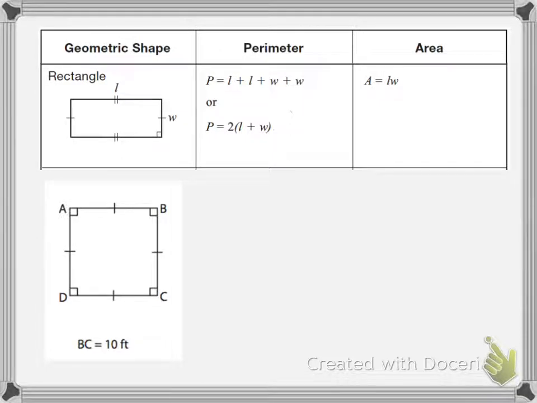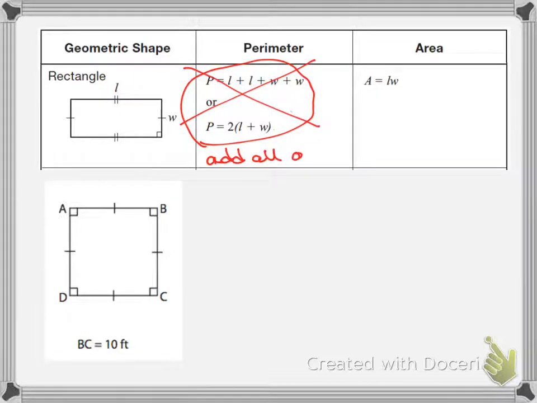So first shape that could be on your note sheet is area of a rectangle. We're also doing perimeter, which is all of the outside edges. So though there's a formula right here, you can actually cross that out and just say add all outside edges. It's the easiest way to think of perimeter.